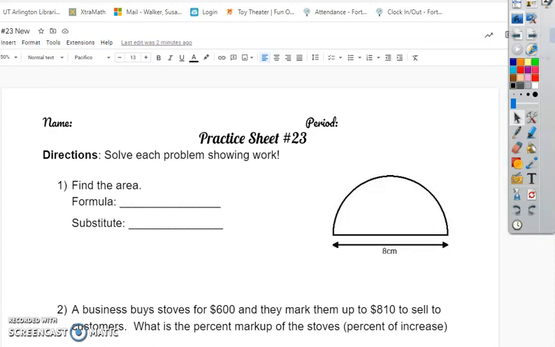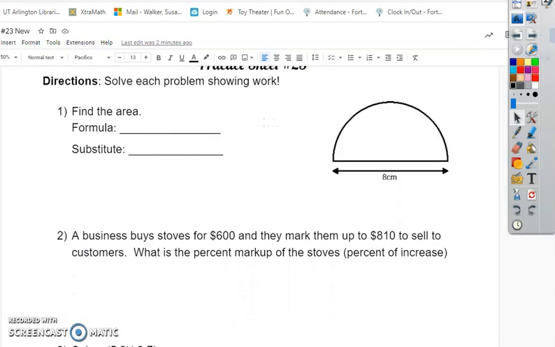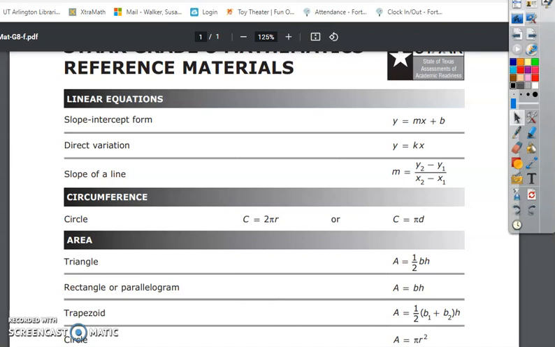Hey everyone, we are working on practice sheet 23. So we are going to start with number 1. I'm using an 8th grade formula chart today just because that's what I have available, but it has what you need on it. Okay, so area of a semicircle.